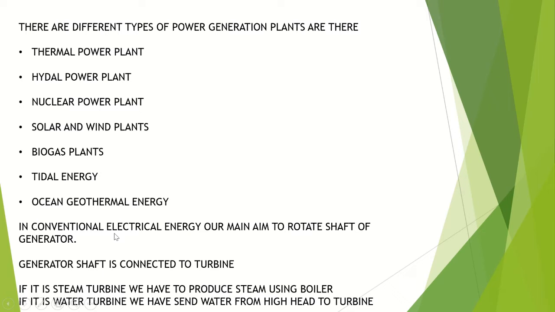This shaft is connected to the turbine. If it is a steam turbine, we have to produce steam using a boiler. If it is a water turbine, because of the head difference, water will hit the turbine and the turbine will rotate. So here the boiler is the main thing. Here the reservoir is the main thing. Here the nuclear reactor is the main thing. Here the photovoltaic cell is the main thing, and here the wind fans are the main thing, right?